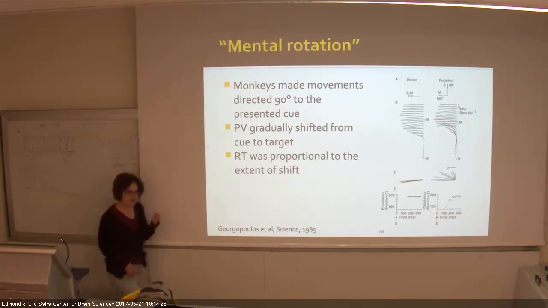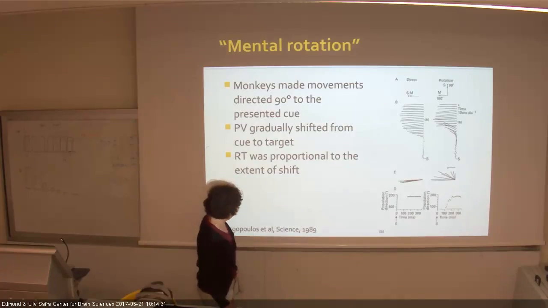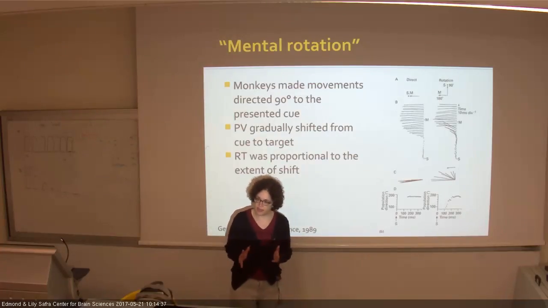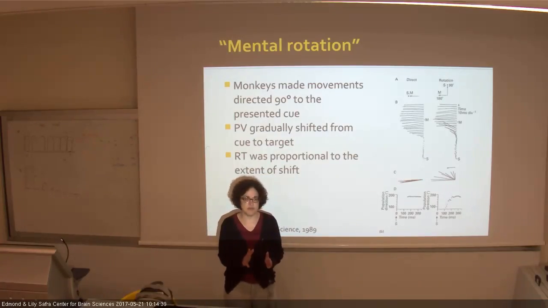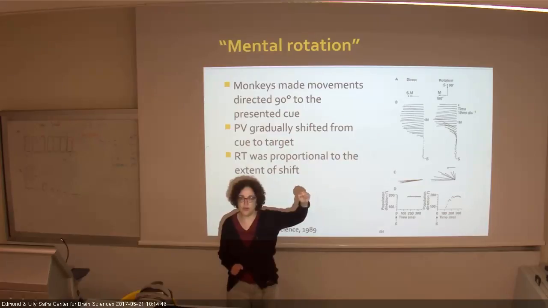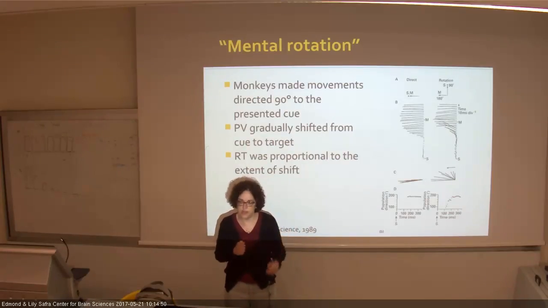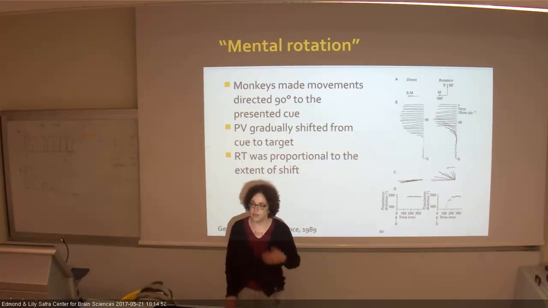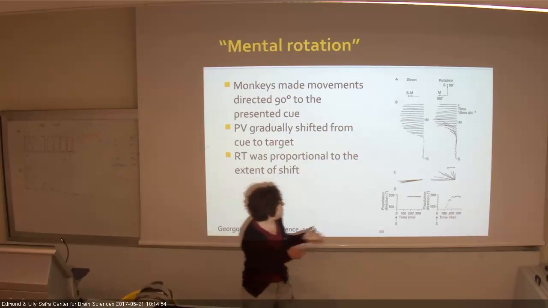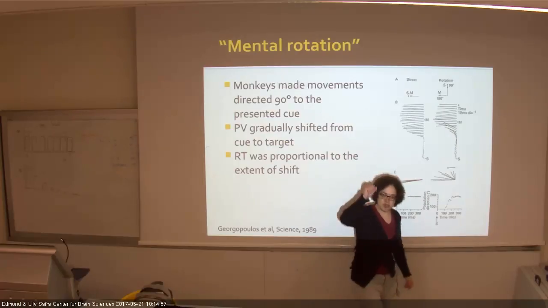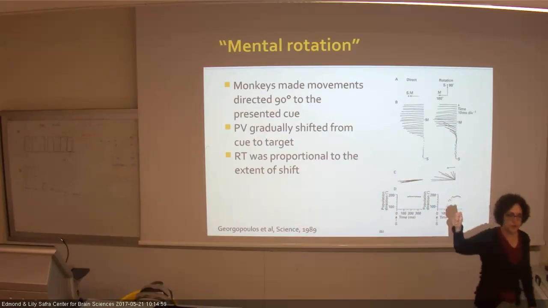A little bit more interesting experiment that he did was the mental rotation task. And what he did is he trained a monkey to do two types of movement. So this is related to your question. The first one is the monkey got a cue and he had to move to where the cue came from. Okay? And this is what's called the direct movement. The movement was to the target that was cued.